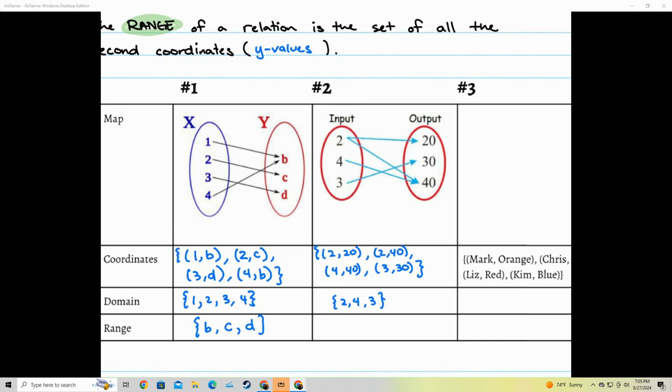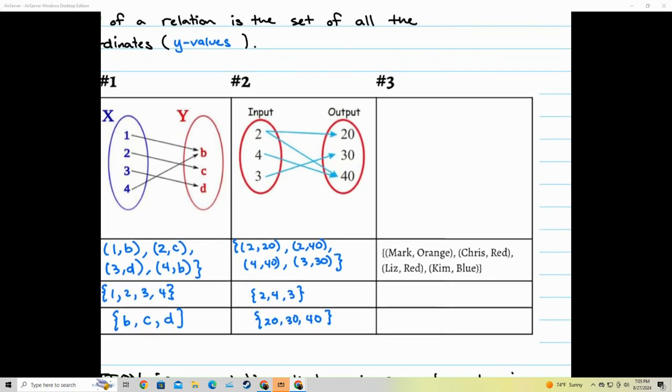And my range are my second set of values, which in this case is going to be 20, 30, and 40. And remember, this is the set of numbers, so we're going to go ahead and put these in brackets. All right, I think we're okay with this. Now check out this next one.